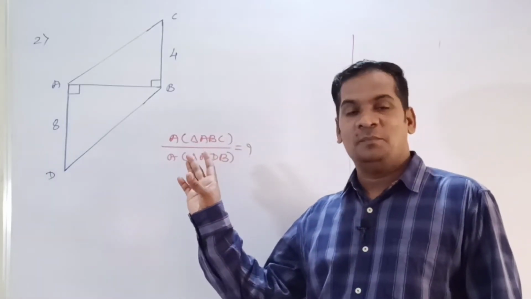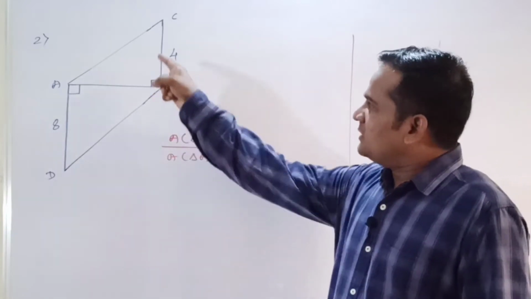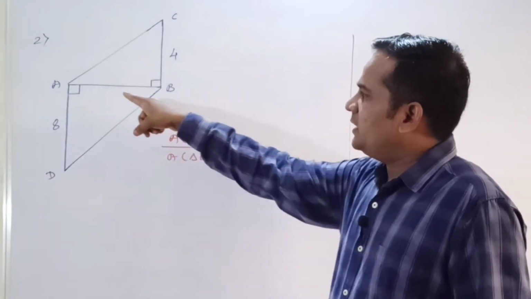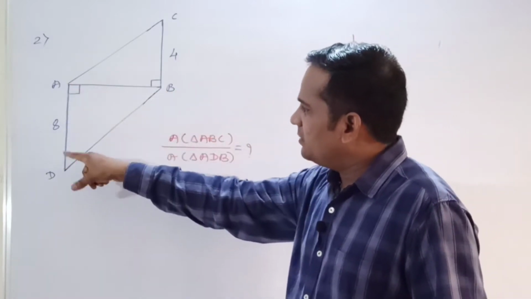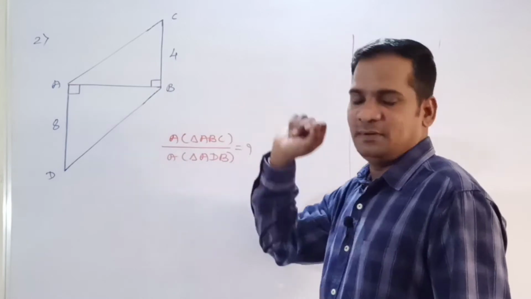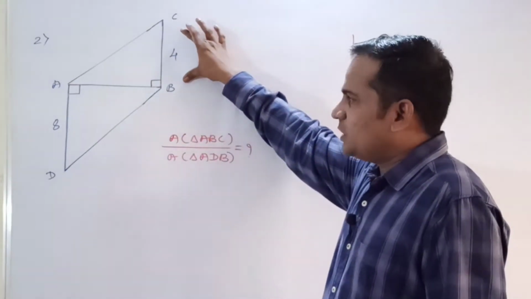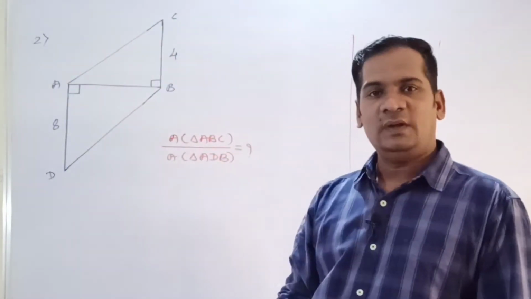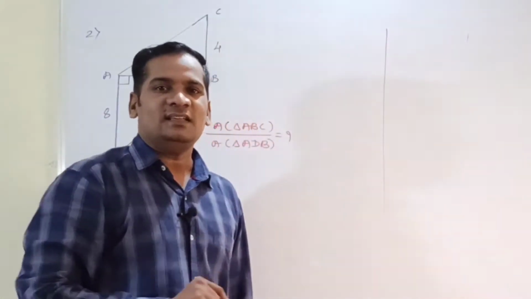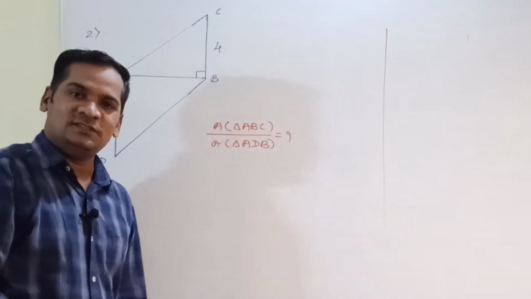This is question number 2, in which segment BC is perpendicular to segment AB and segment AD is perpendicular to segment AB. If BC is equal to 4 and AD is equal to 8, then the question is to find the ratio of areas of these two triangles.